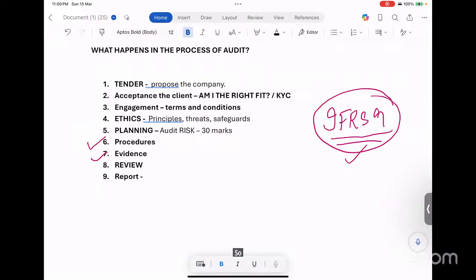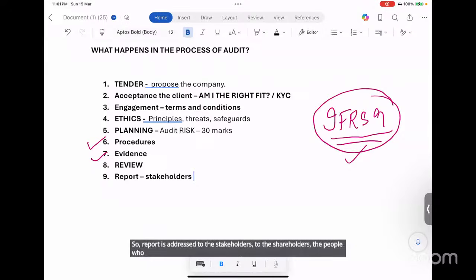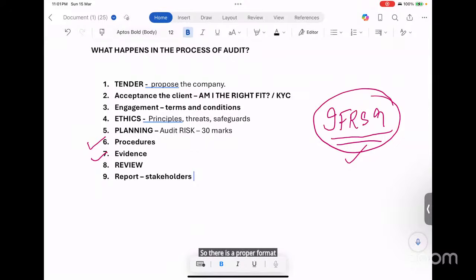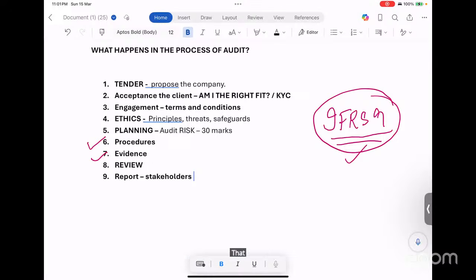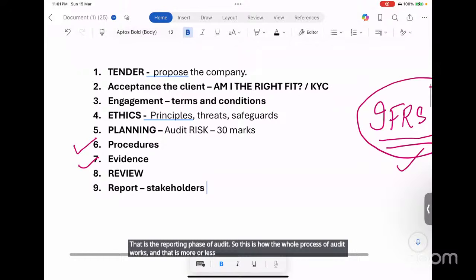So the report is addressed to the stakeholders, to the shareholders, the people who are trusting the financial statements. So we address that report to them, on whether the statements are true and fair or not. There is a proper format or procedure for how you issue an audit report. What kind of opinion you give, if you find a mistake, if you find a very big mistake, or if you find no mistake at all. So what kind of opinions do you give? That is the reporting phase of audit. So this is how the whole process of audit works. And that is more or less your syllabus area.